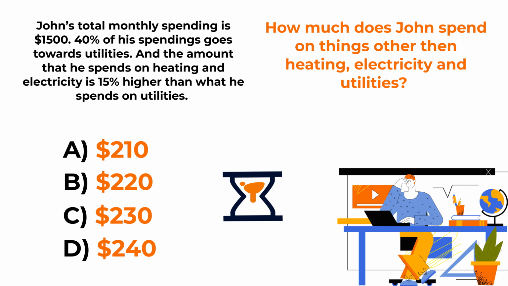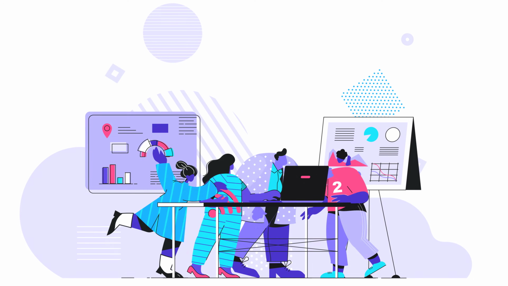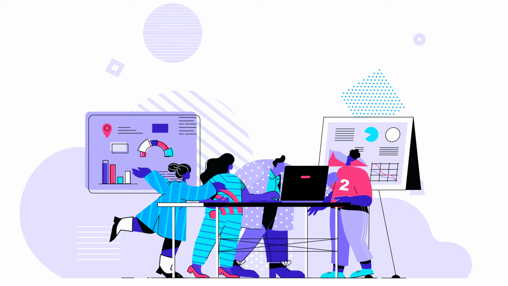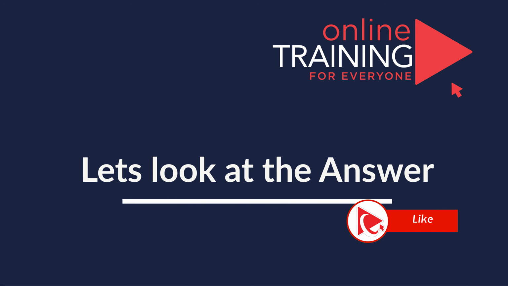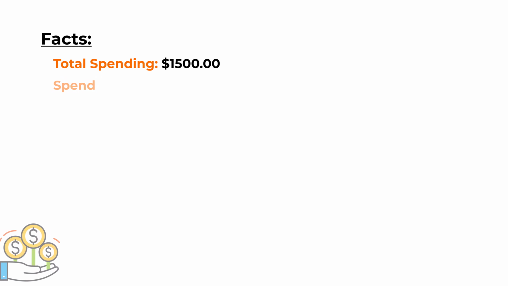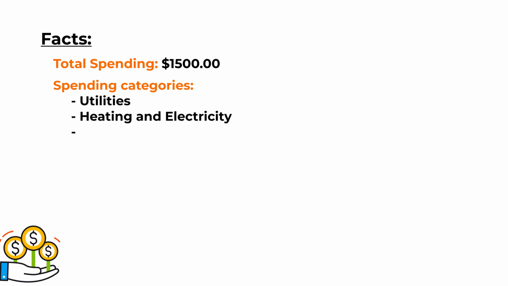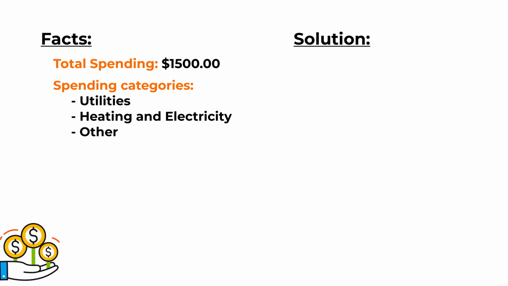Do you see the answer? Please feel free to pause this video and think how you can calculate the amount, because the answer may not be obvious. Ready or not, I am going to move forward and teach you how to do calculations so we can get to the correct solution together. Let's first look at the factual information. Total spending is $1,500, and the spending categories that we've learned about are utilities, heating and electricity, as well as others. Because there are 3 spending categories, let's calculate the values in each one based on the data that we have.